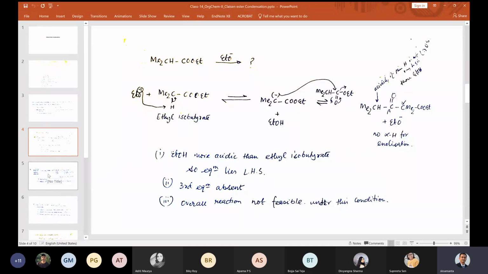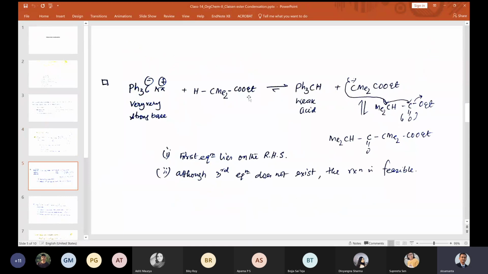Let me go to that example and then I can explain it better. So to make this reaction feasible, we take this kind of base, triphenyl methane. This is a very, very strong base, and the conjugate is a very weak acid.